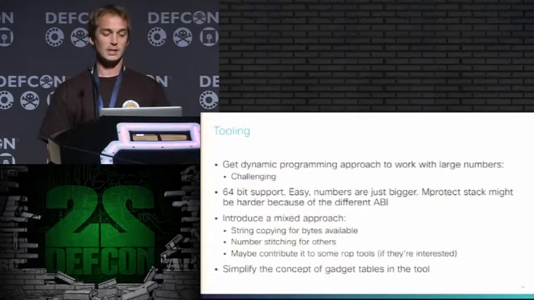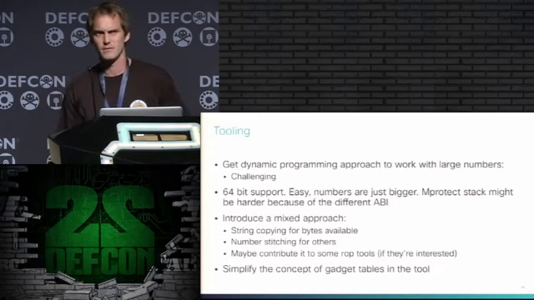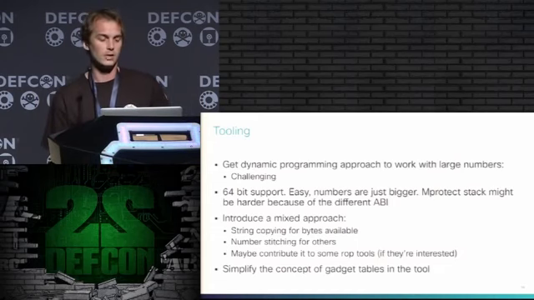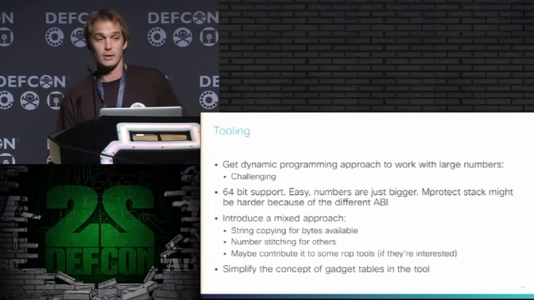On the tooling side, I'd like to get a dynamic programming approach to work with large numbers. I don't think it will be completely possible, but I'll have a look into it. To add 64-bit support, the methodology is pretty simple: the numbers are just bigger, so it doesn't change anything. The problem will be the mprotect stack frame, which might be harder to introduce. And I think there'd be an advantage in introducing a mixed approach, possibly integrating this in other tools which already do their job really well.